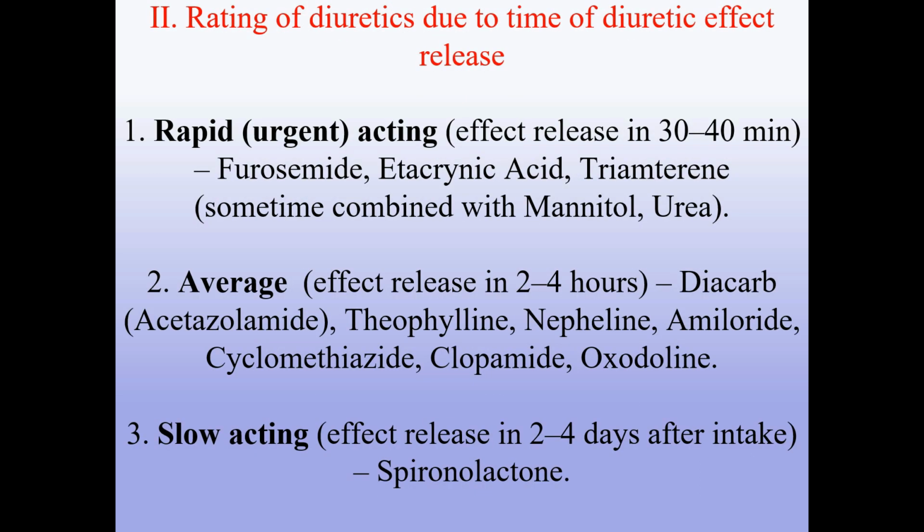The other type of classification is classification of diuretics due to the time of diuretic effect release. First is a rapid, urgent acting effect release in 30-40 minutes: furosemide, etacrynic acid, triamterene, sometimes combined with mannitol, urea. Second, average effect release in 2-4 hours: acetazolamide or diacarb, theophylline, nepheline, amiloride, cyclomethiazide, clopamide, oxodoline. And slow acting effect release in 2-4 days after intake: spironolactone.